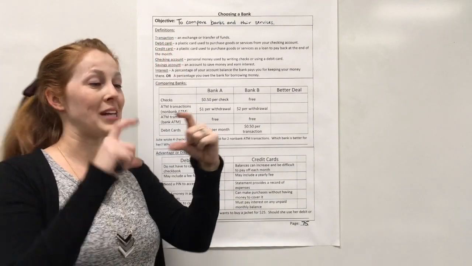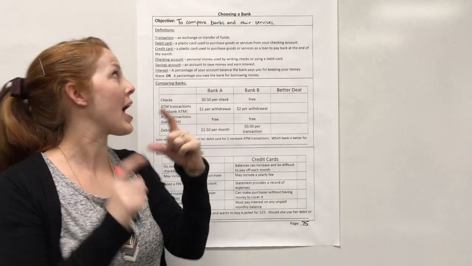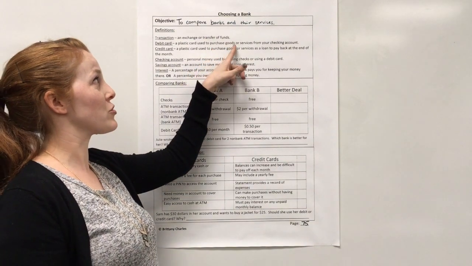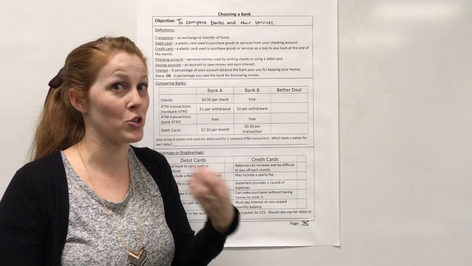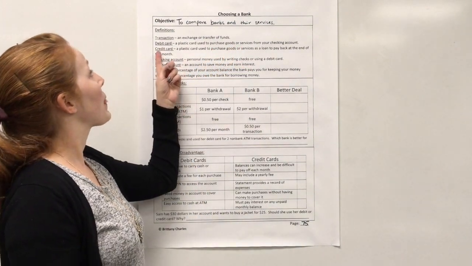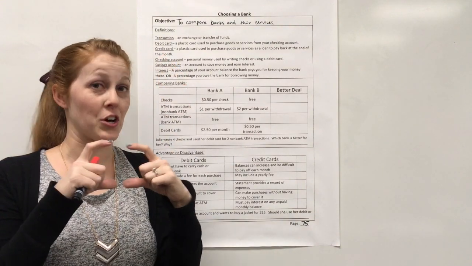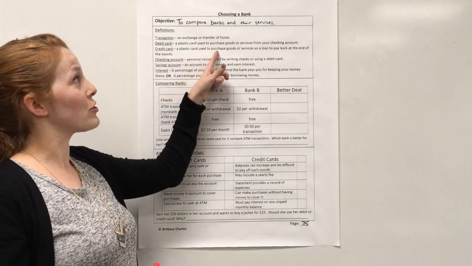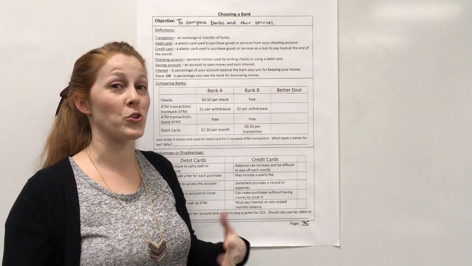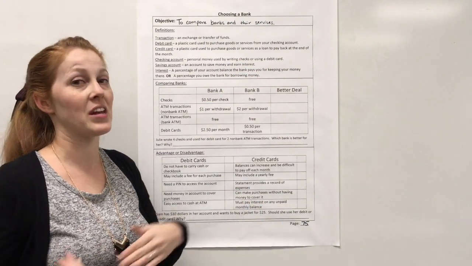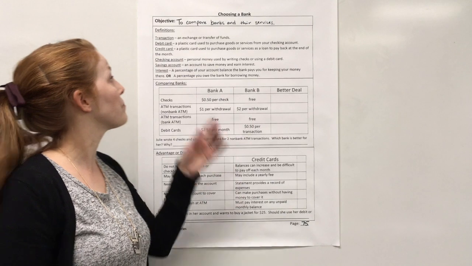Debit card, it's a plastic card. It looks like a credit card. However, it's used to purchase goods or services from your own money, from your checking account, okay? A credit card is also a plastic card, but when you're using it, you're purchasing goods and services as a loan. You're borrowing money from the bank and then having to pay it back at the end of the month.